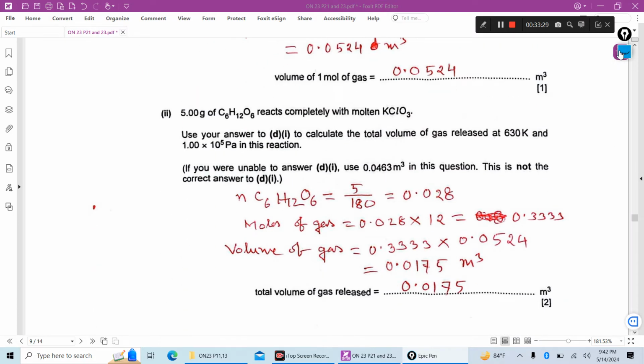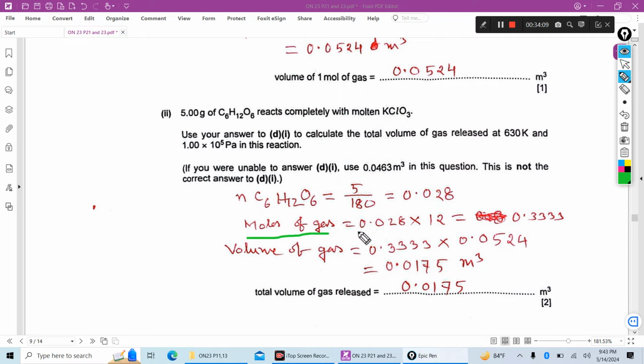Then number 2, 5 gram of glucose reacts completely with molten potassium chlorate. Use your answer to D1 to calculate the total volume of gas released at 630 Kelvin and 1 times 10 to the power 5 Pascal in this reaction. Now you see, n means number of mole of glucose, mass divided by molecular mass. Glucose 180, so you get 0.028 mole.